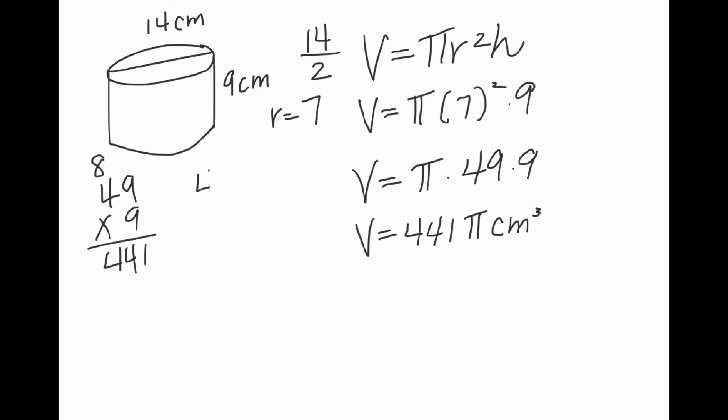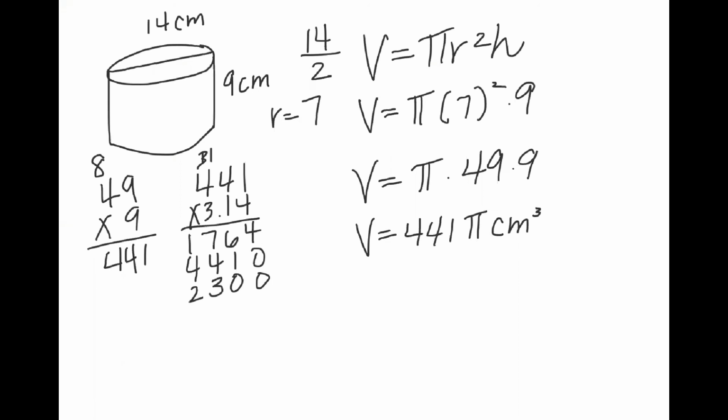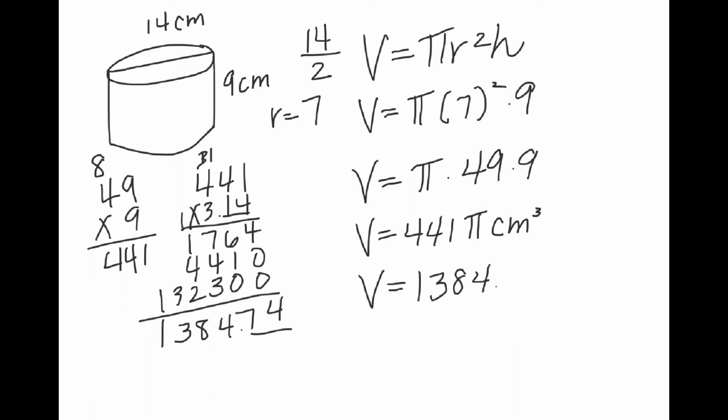Now we're going to do 441 times 3.14. That's 4, 16, 17. Placeholder 0. 1, 4, 4. 2 placeholder zeros. 3, 12, 13. So 4, 7, 14, 8, 3, 1. 2 numbers behind the decimal point. So we got 1,384.74 centimeters cubed.